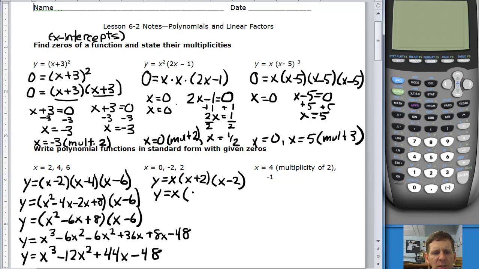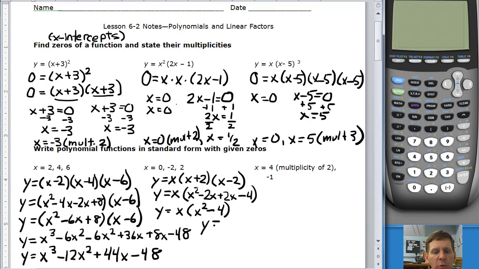You'll have x times x is x squared. X times negative 2 is negative 2x. But on the inside, 2 times x is 2x. And positive 2 times negative 2 is negative 4. By doing this, what you're going to find out is that the x's in the middle will cancel each other out. Negative 2x and 2x is 0. They cancel. So all you have is x squared minus 4. And this is going to make your multiplication work out a little bit nicer in the end.